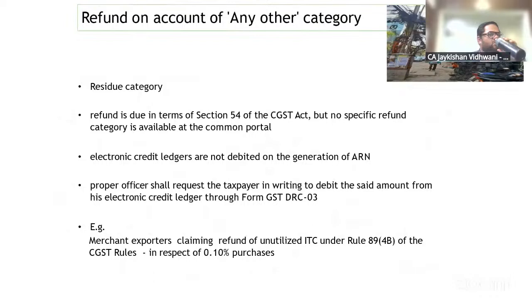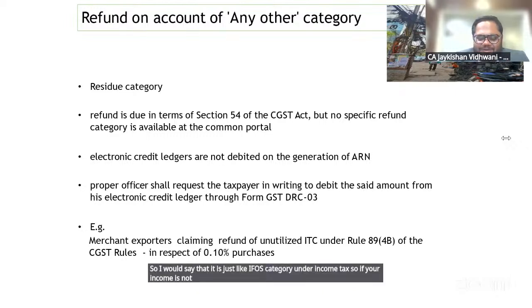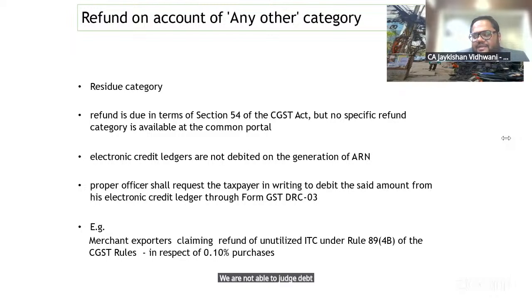Moving ahead, the last category is the residuary category. I would say it is just like the 'income from other sources' category under income tax. If your income does not get classified anywhere above, you can call it that. There are certain instances wherein we are not able to judge under which category we can claim the refund.